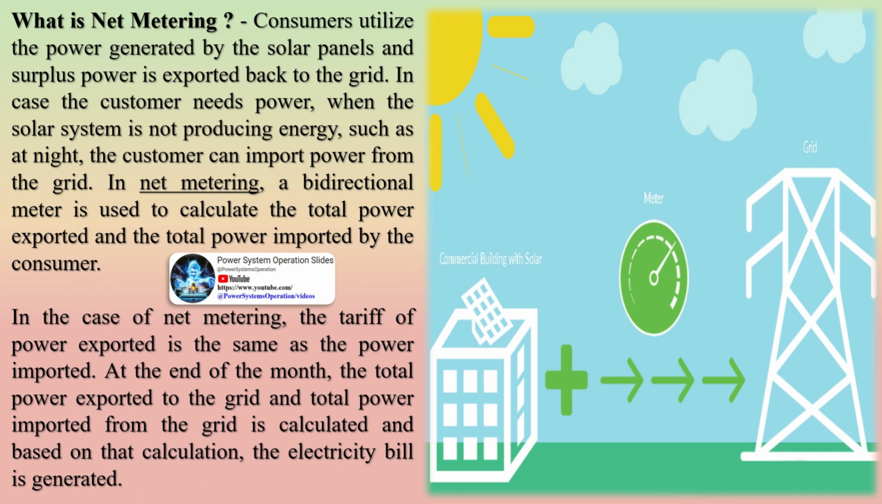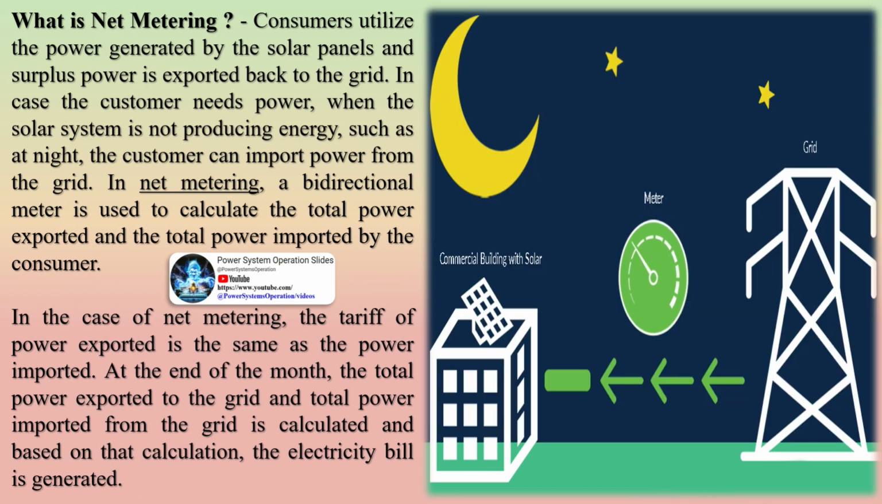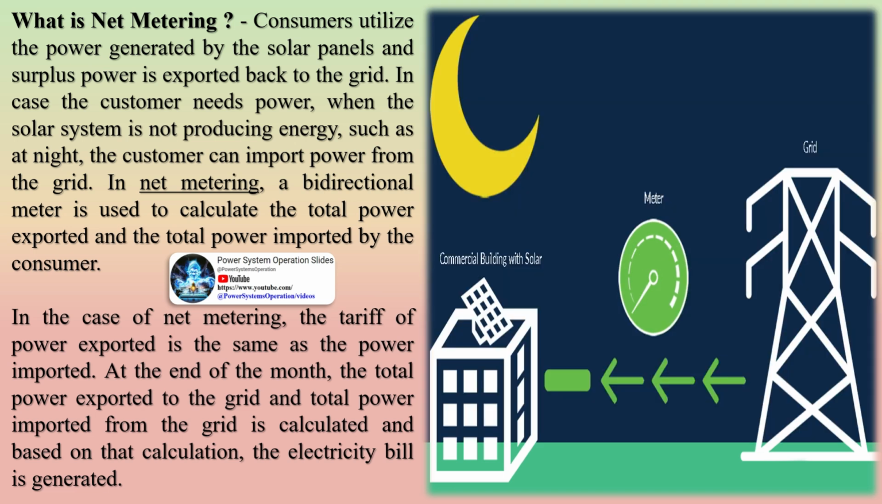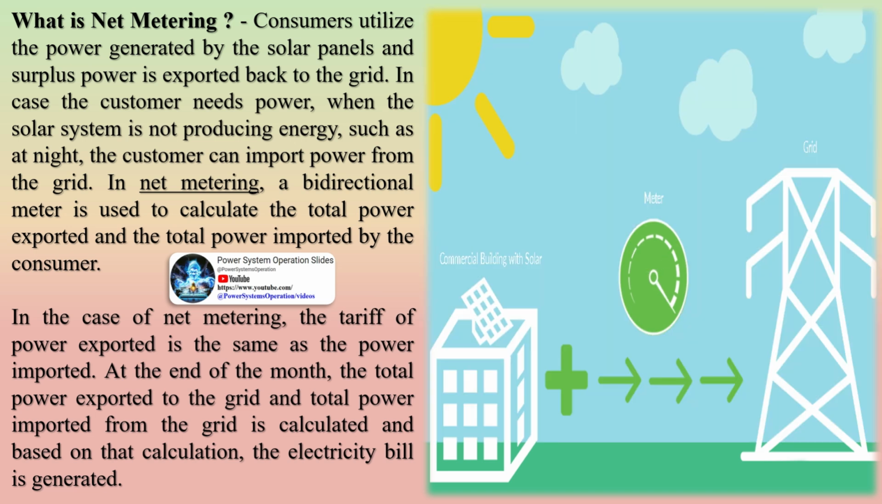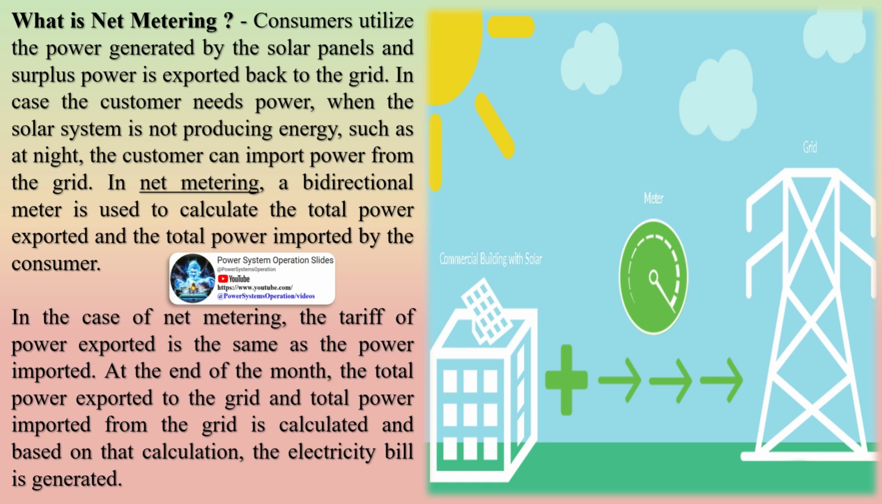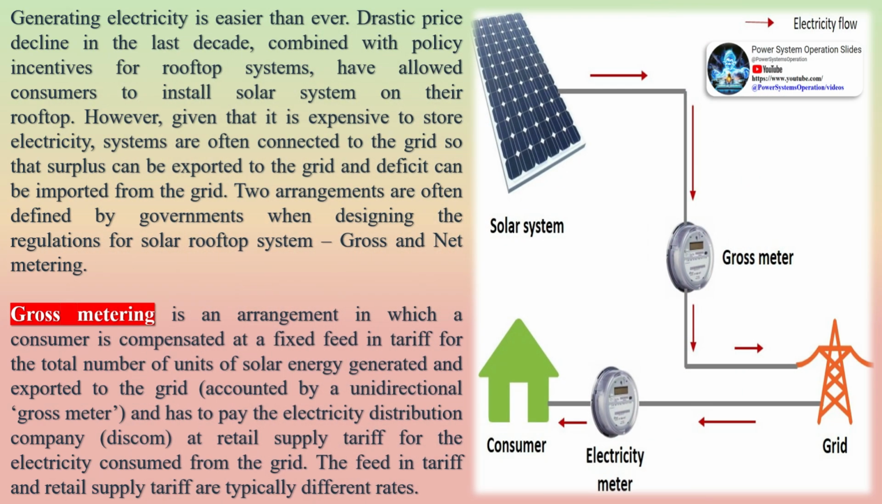Generating electricity is easier than ever. A drastic price decline in the last decade, combined with policy incentives for rooftop systems, has allowed consumers to install solar systems on their rooftops. However, given that it is expensive to store electricity, systems are often connected to the grid so that surplus can be exported to the grid and deficit can be imported from the grid. Two arrangements are often defined by governments when designing the regulations for solar rooftop systems: gross and net metering.